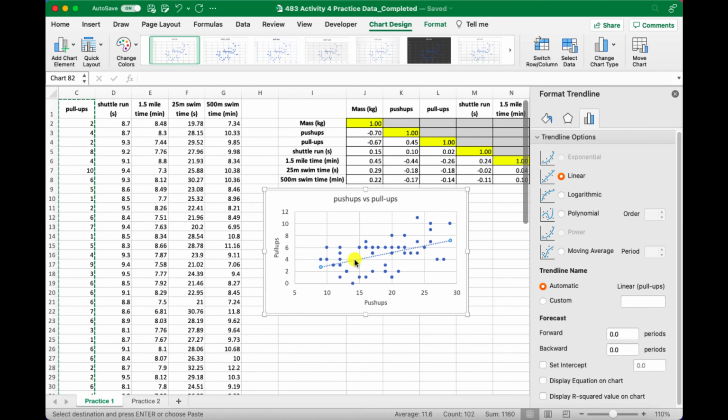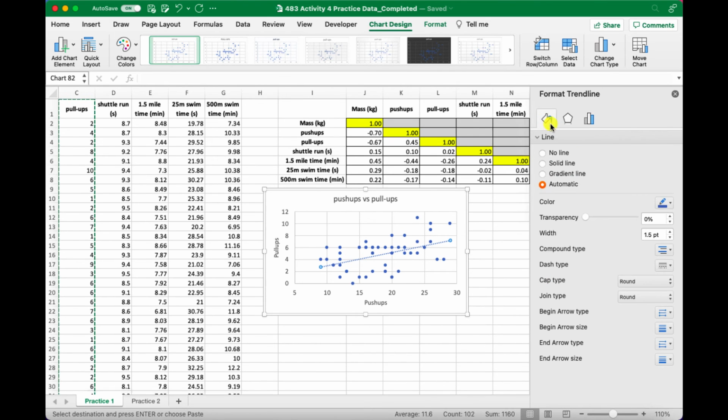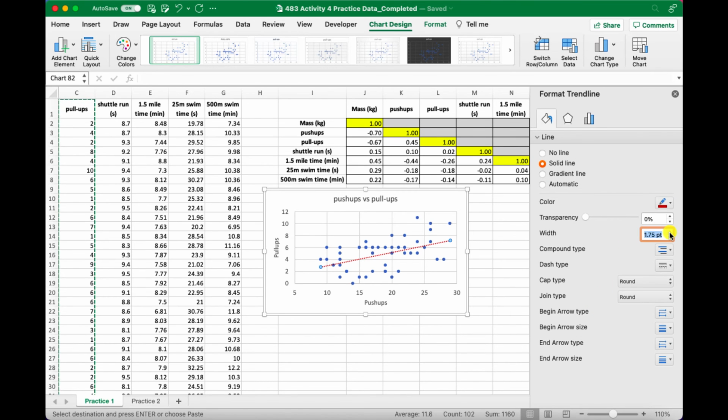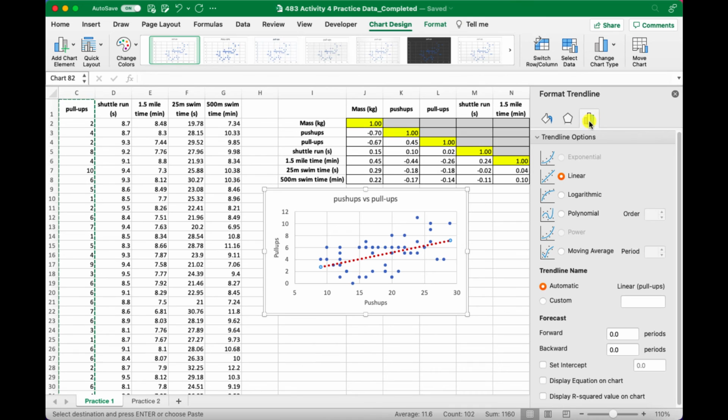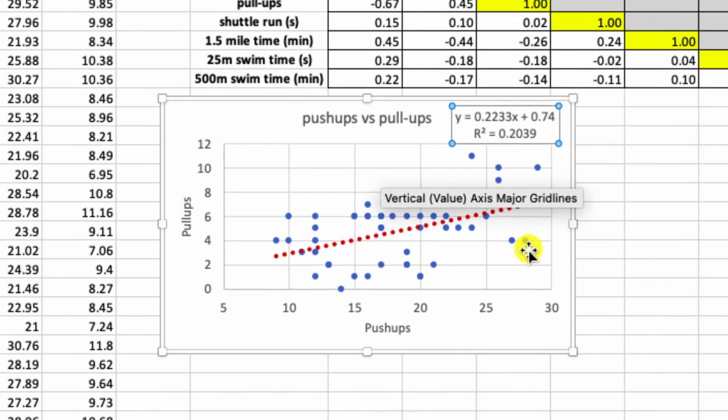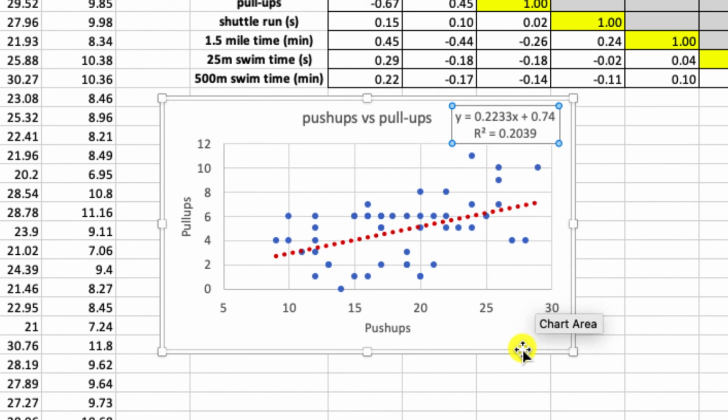If I double click on the trend line, I can change the color so that it stands out. I can also change the weight if I want it bigger. In the trend line options section, you can also add an equation of your line as well as an r-squared value. So I'm going to move these into this upper corner so we can take a look at them.